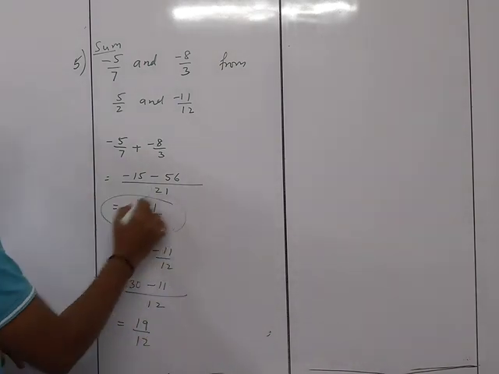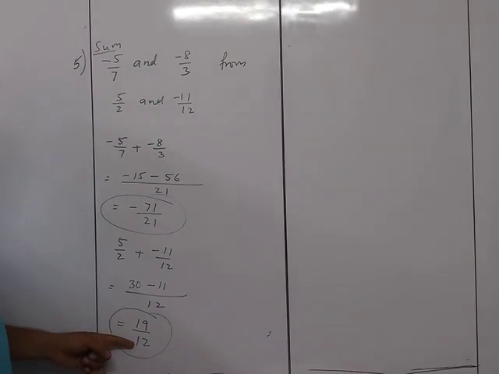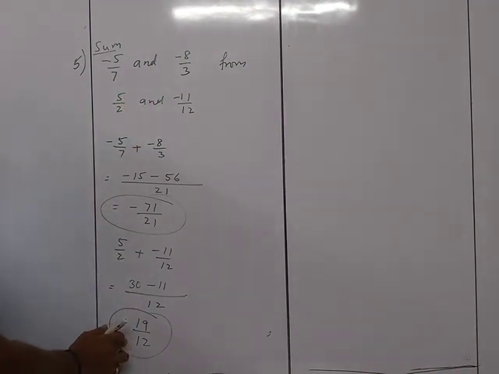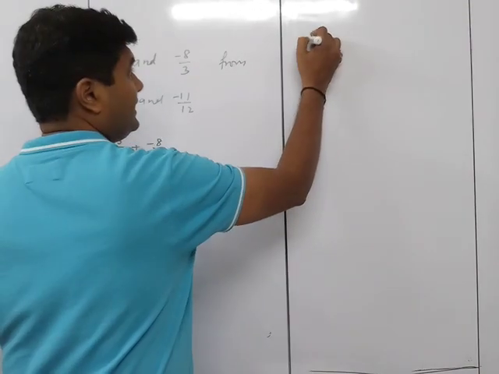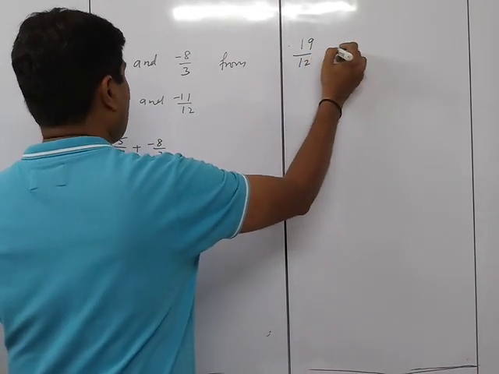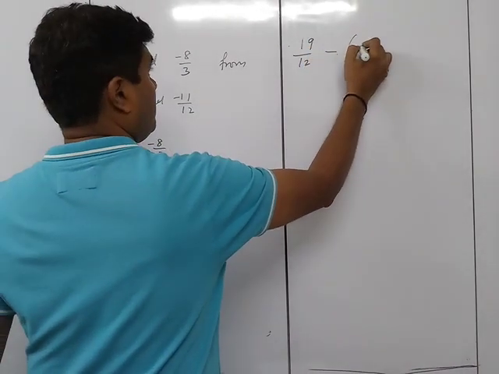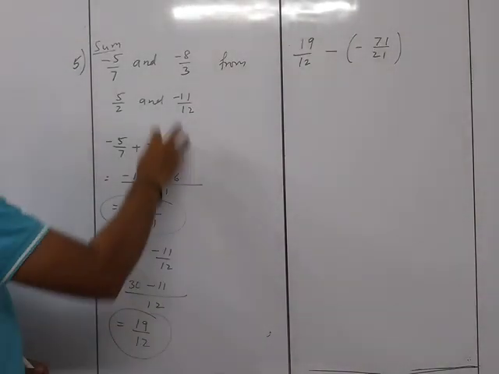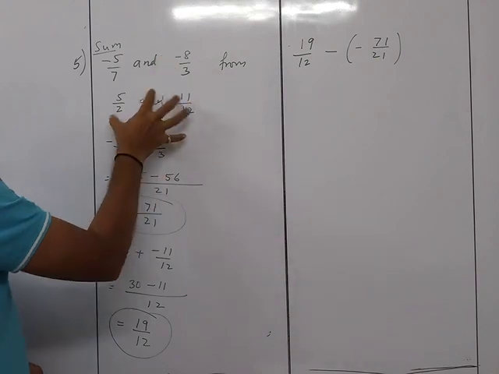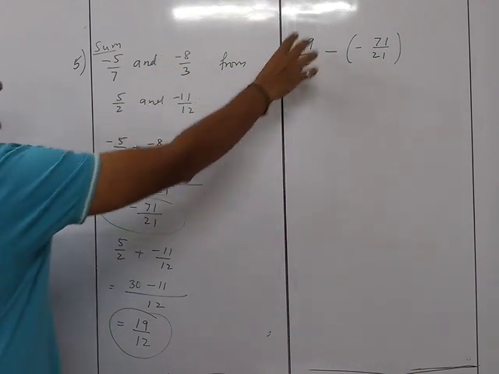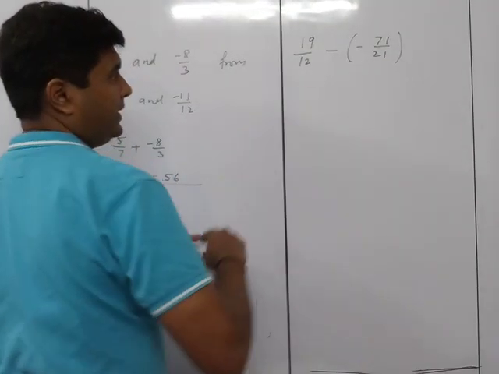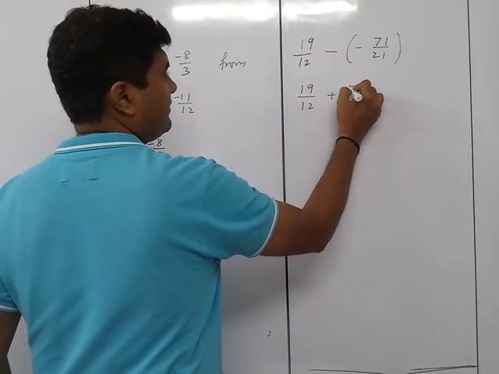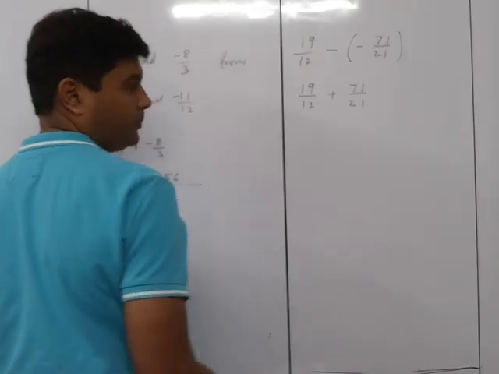See, this is one answer and this is another sum. I have to subtract this from this. So it is 19 upon 12 minus minus 71 upon 21. The sum of this was subtracted from this. So this answer came here and this answer went there. So it will be 19 upon 12 plus 71 upon 21.